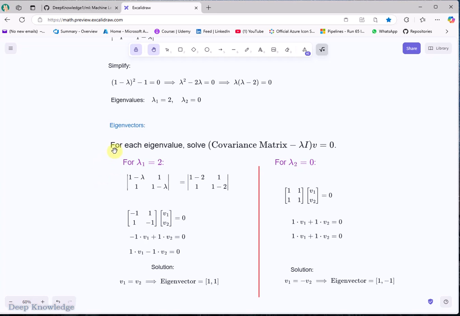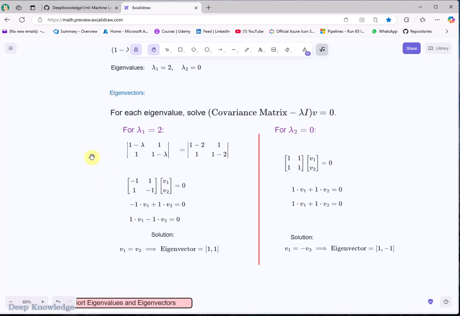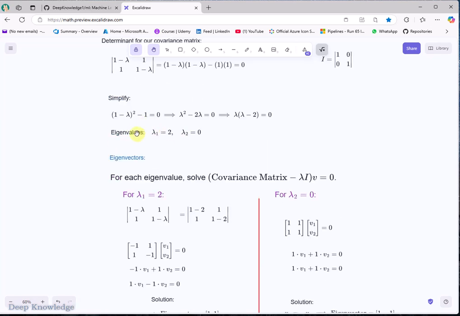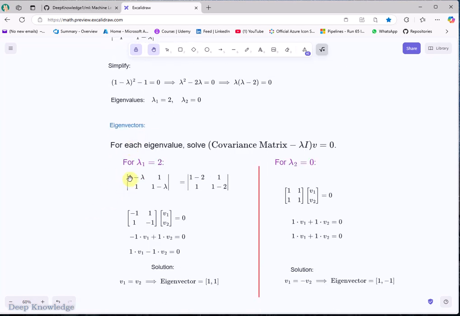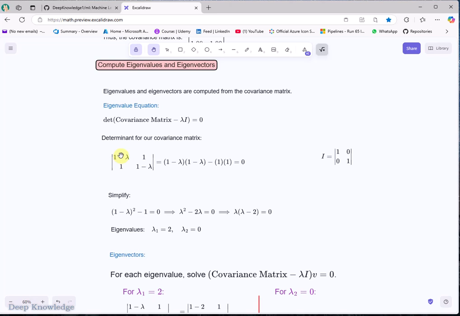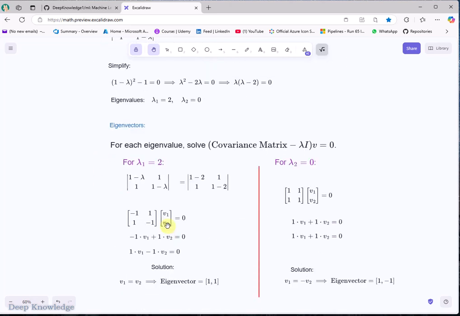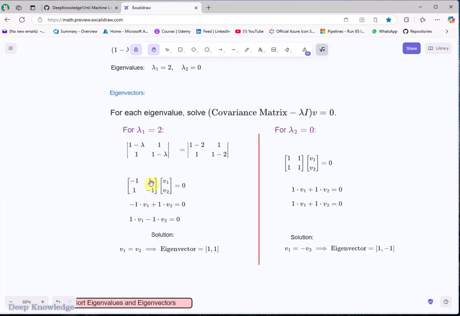For now we need to calculate the eigenvector for each eigenvalue. So this is the eigenvalue. For lambda 1, we have 2. So we will take this equation here and replace lambda with 2. As you can see here, lambda 1 minus 2, and here still 1, and here 1, and here 1 minus 2. And this is our matrix. We need to multiply this by this, because we have two variables. It will be value 1, value 2.